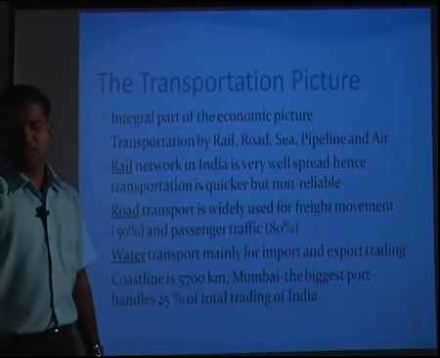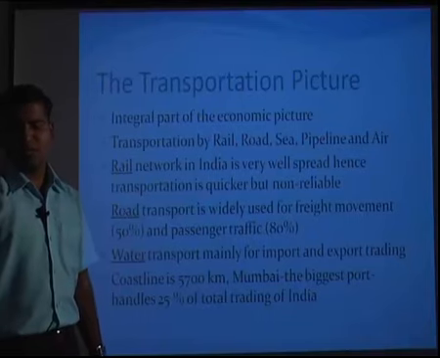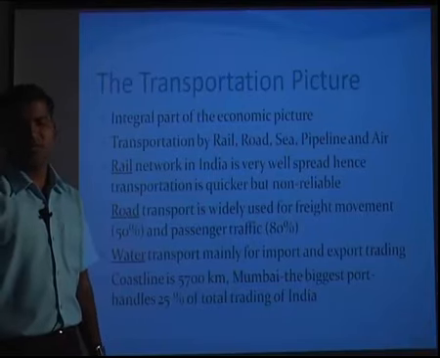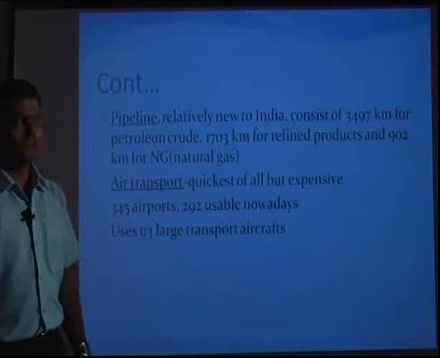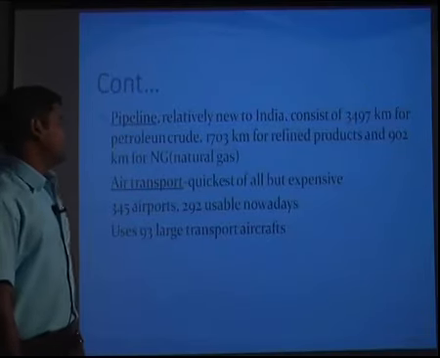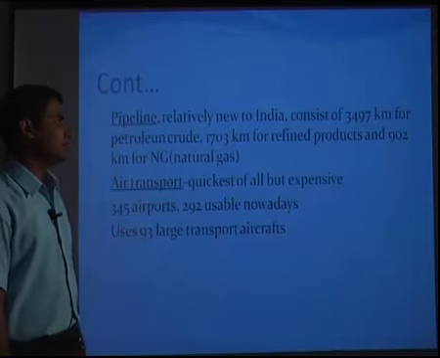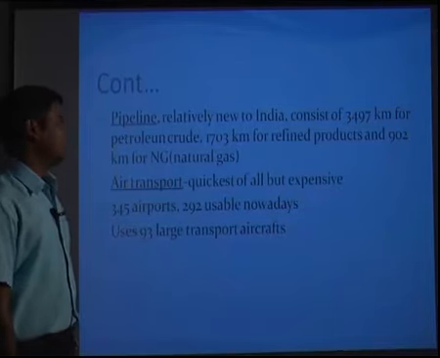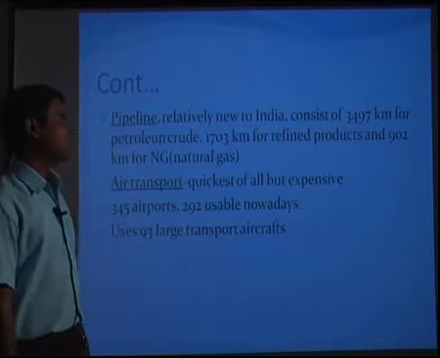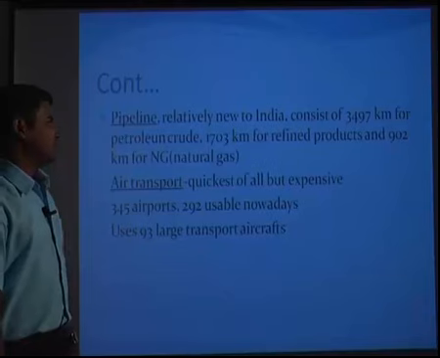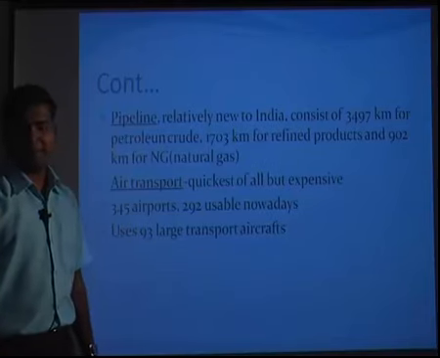India is very lucky to have a coastline of 5,700 kilometers, and Mumbai, being the biggest port, handles 25% of the total trading of India. Then the pipeline, which is very new to India, consists of 3,497 kilometers for petroleum crude, 1,703 kilometers for refined products, and 902 kilometers for natural gas transportation.